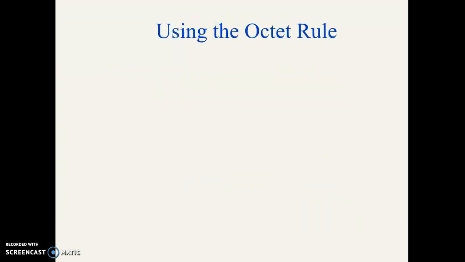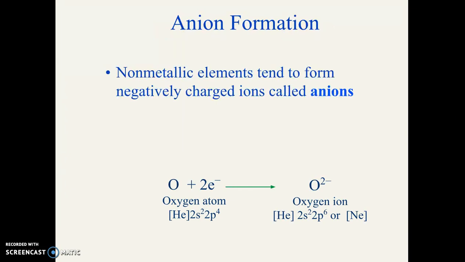Anions, so everything basically after column 4, from the nitrogen group on over, all of these want to gain electrons. It's easier for them to gain to get to 8 than it is for them to lose. So non-metallic elements tend to form negatively charged ions called anions.